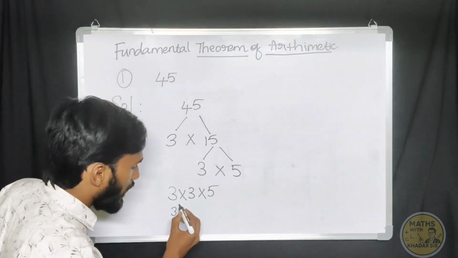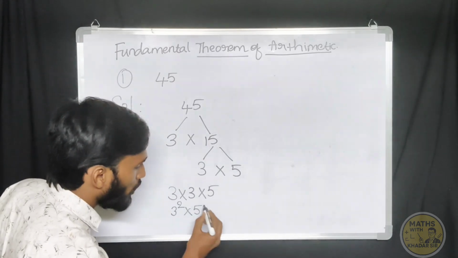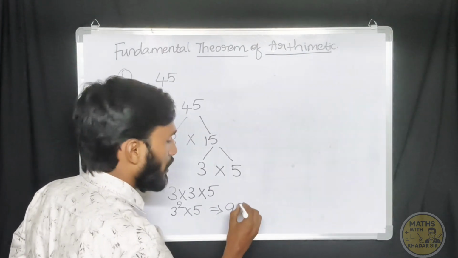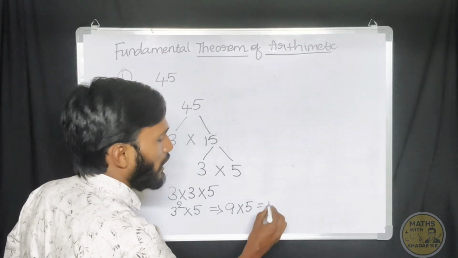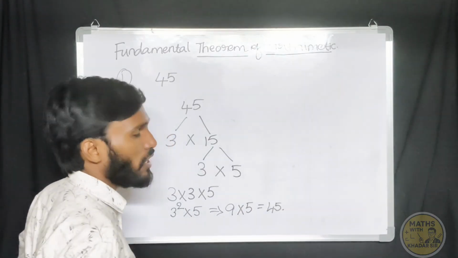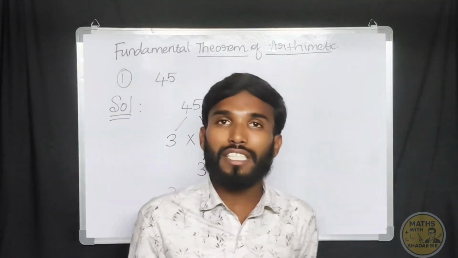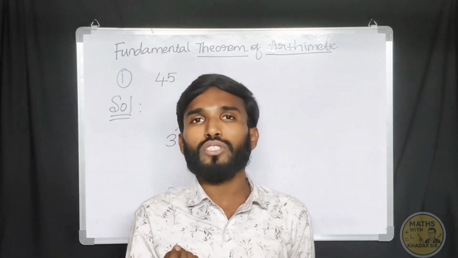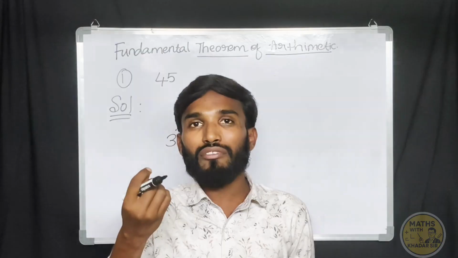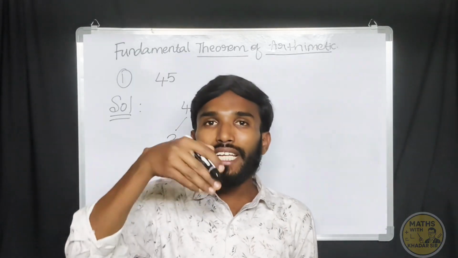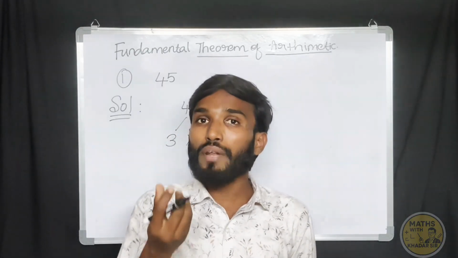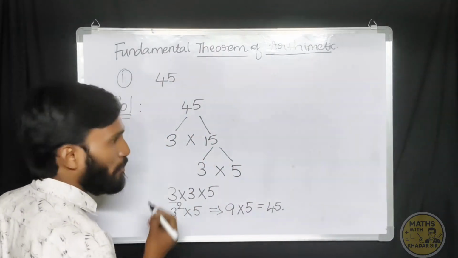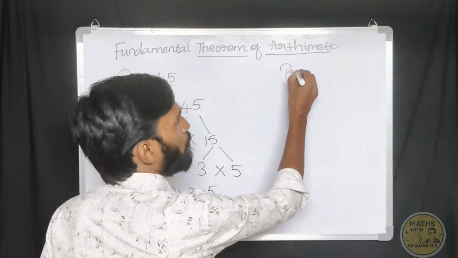That's why we are writing it as 3 square into 5, which is equal to... 3 square means how much? 9 into 5 is equal to what? 45. This is what the fundamental theorem of arithmetic is telling us: that every composite number can be expressed in a way where it breaks into the product of primes. See here, 3 is a prime number. 3 is a prime number.